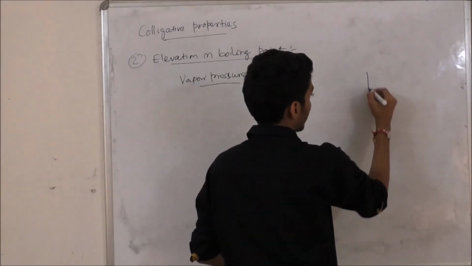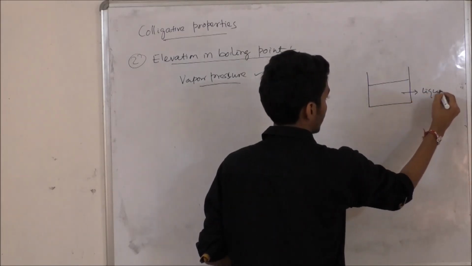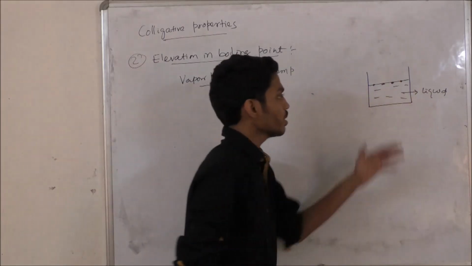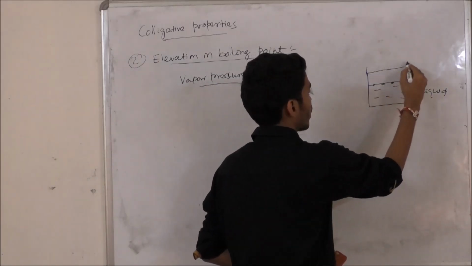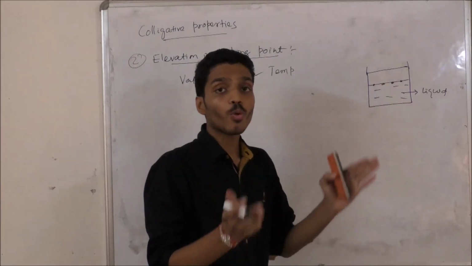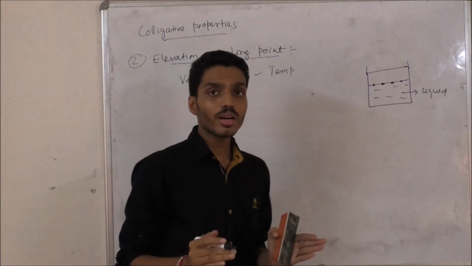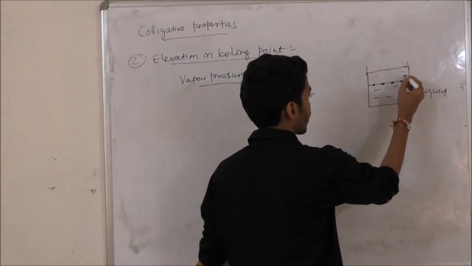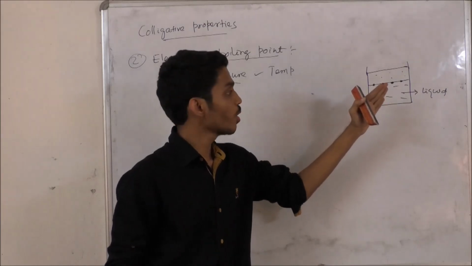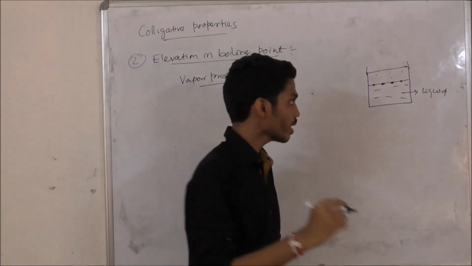Because let's take an example. Suppose this is a liquid. Suppose this is a container where this liquid is kept. Okay, so what happens when we increase the temperature? Means we are providing energy. What happens? The solvent molecules that are present on the surface, after getting energy, leave the surface and form vapors. So when we increase the temperature, more number of solvent molecules will leave the surface. As a result, more number of vapor will be generated. That means vapor pressure will increase.